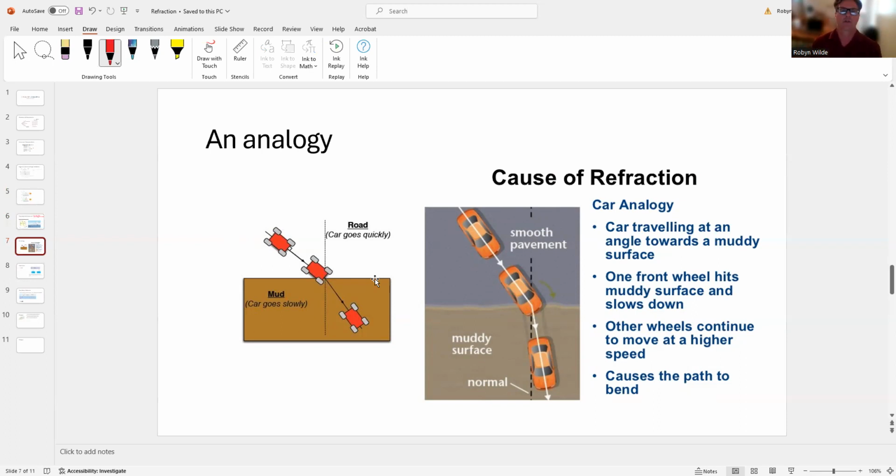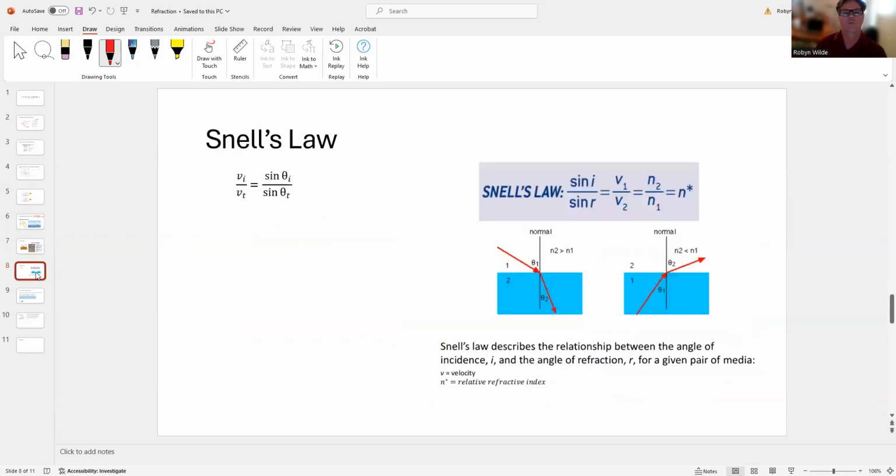The same thing happens for light, except we're not talking about the wheels of the car. We're talking about the wave fronts, right? The wave front that is hitting the slower medium first is going to slow down before that part of the wave front that's still in the faster medium. And so this is an analogy, but what is the mathematical law that governs this?